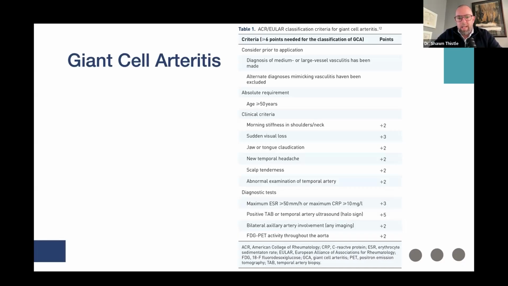A lot of these things we can't do, but if you focus on the clinical criteria above in someone 50 years of age or older with a new temporal headache with tenderness to palpation in that area that they've never had before, it's very much worth getting that person assessed immediately.